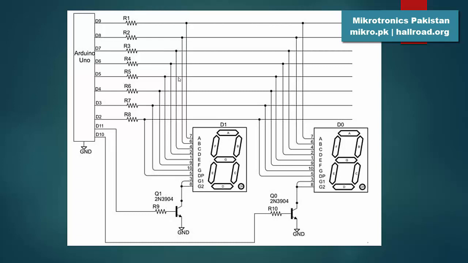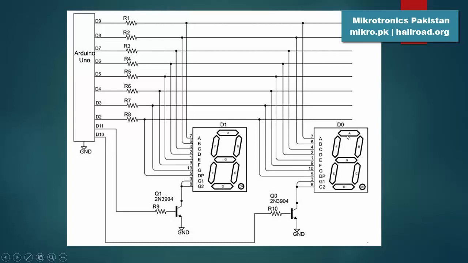Right. So when you know the concept of persistence of vision, look at this technique of displays. There are two displays, D0 and D1, and all the segments of these displays are connected together. Like this segment A is connected to D9, and the segment A of this display is also connected to D9. So when we turn this D9 high, both segments A of both digits will turn on. This will also turn on, this will also turn on.